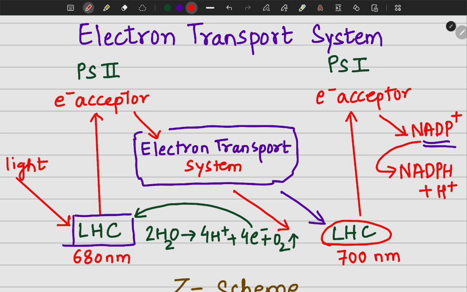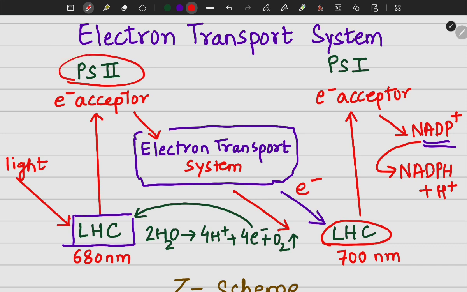Now the electrons that were lost in the photosystem 1 here, the loss of the electrons was compensated by the electrons traveling through the electron transport system, right? The electrons started moving from photosystem 2 towards the electron transport chain and they ultimately reached the photosystem 1, so they already compensated the loss of electrons in photosystem 1. But the electrons which were lost from the photosystem 2 were compensated by the photolysis of water, and photolysis of water is associated with photosystem 2 only.